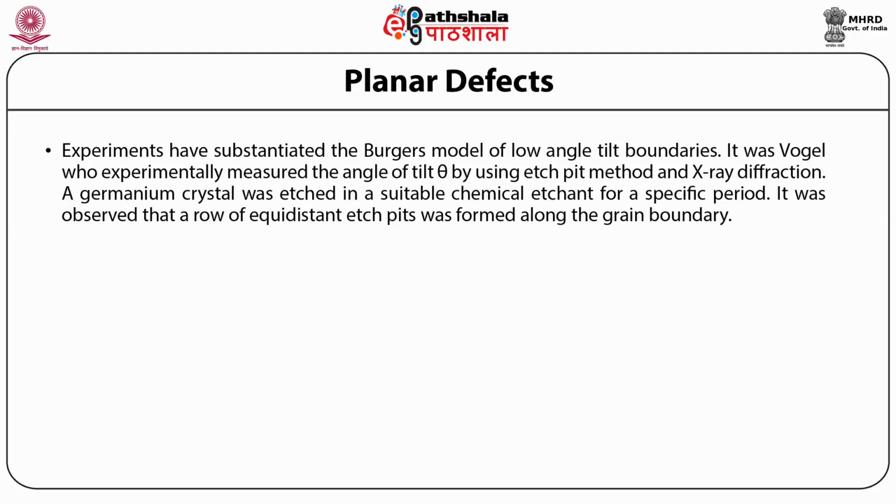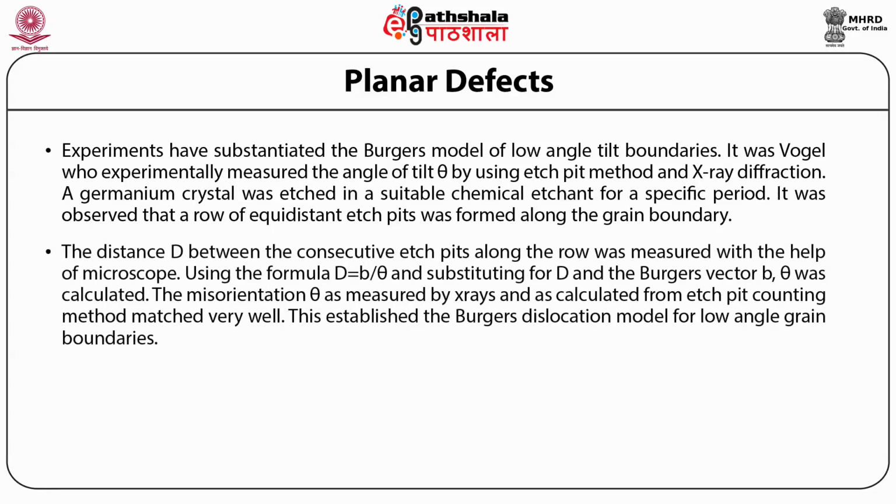It was Vogel who experimentally measured the angle of tilt theta by using the etch-pit method and X-ray diffraction. A germanium crystal was etched in a suitable chemical agent for a specific period. It was observed that a row of equidistant etch pits was formed along the grain boundary. The distance D between consecutive etch pits along the row was measured with the help of a microscope. Using the formula D equal to b by theta and substituting for D and the Burgers vector b, theta was calculated. The misorientation theta as measured by X-rays and as calculated from the etch-pit counting method matched very well. This established the Burgers dislocation model for low-angle grain boundaries.